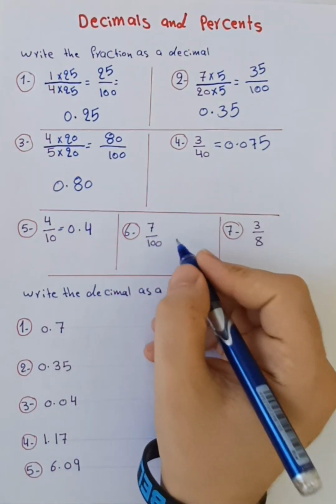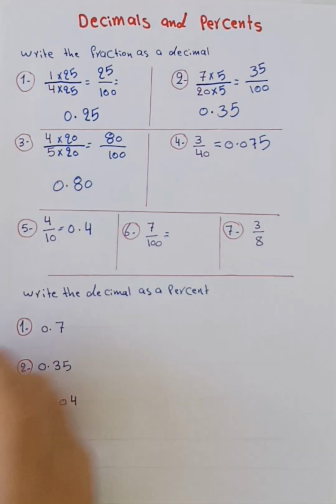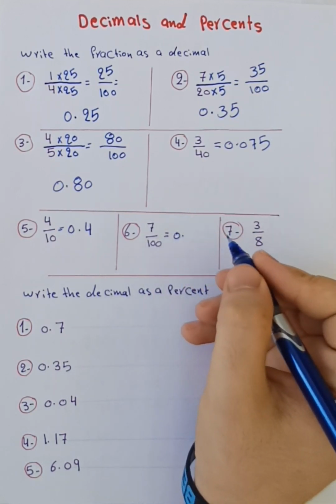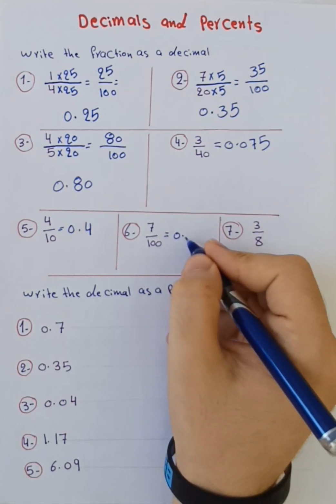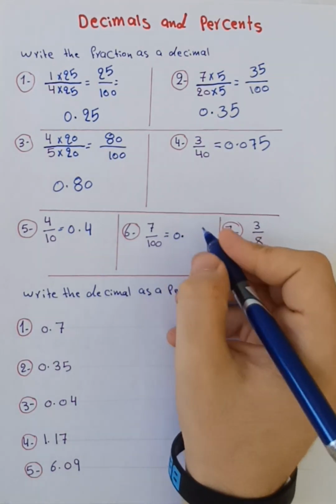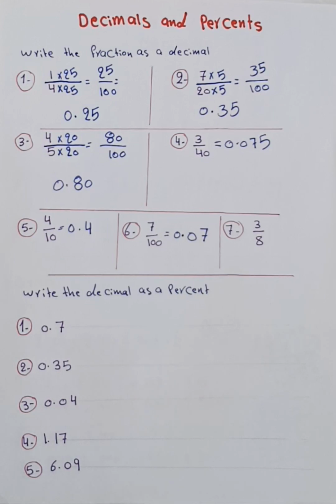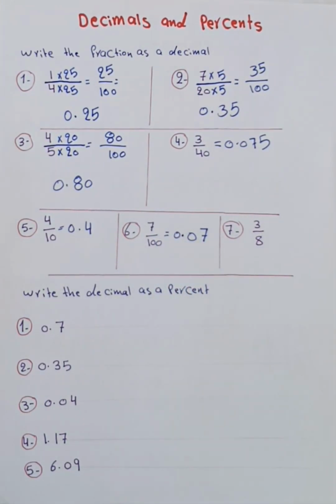Example number 6, we have 7 out of 100. It doesn't need multiplying or dividing, because we have 100. So the decimal number for this fraction is 0. After this point, we should have two numbers. 7 is one number, so we have to add a 0. So the decimal number for 7 out of 100 is 0.07.